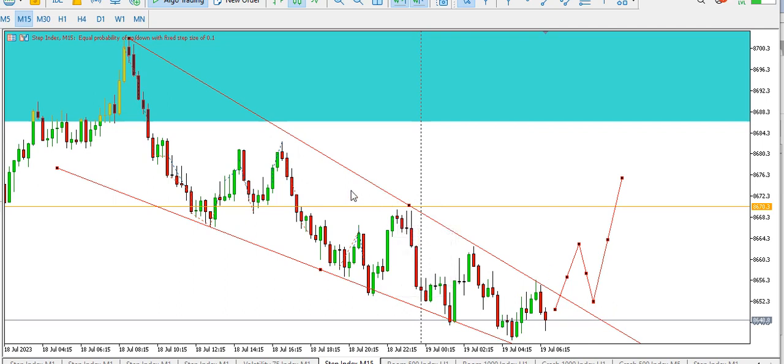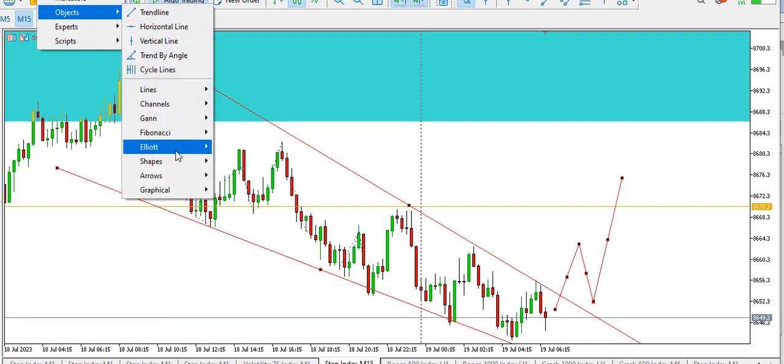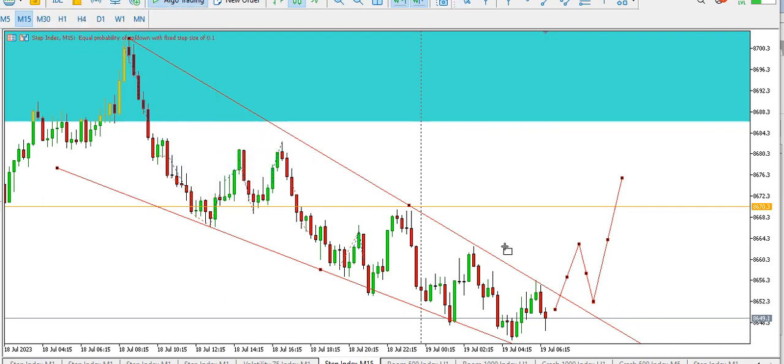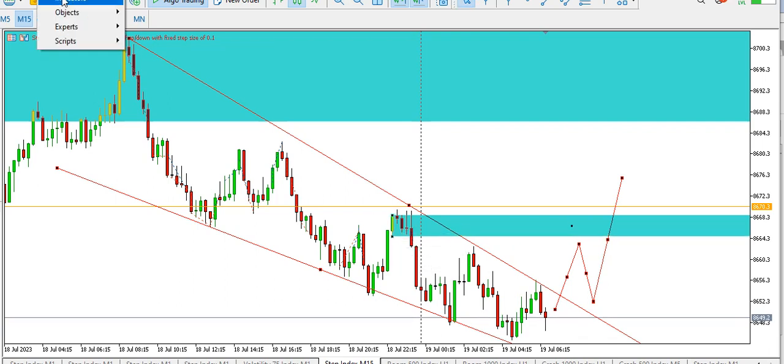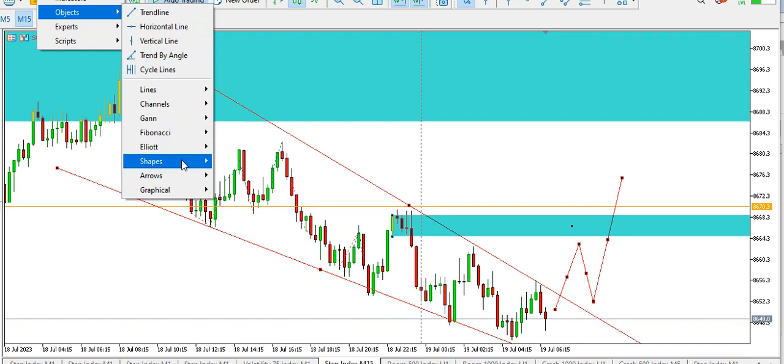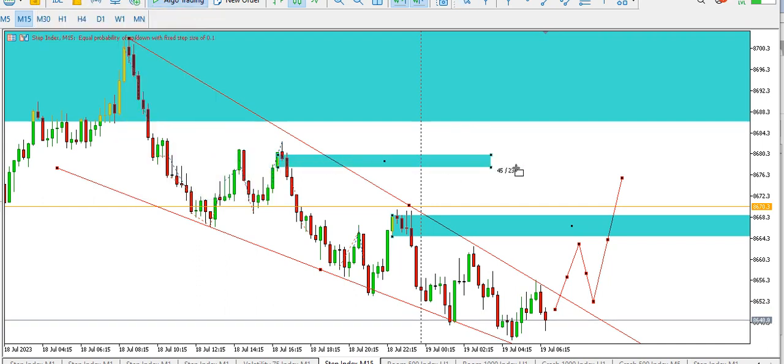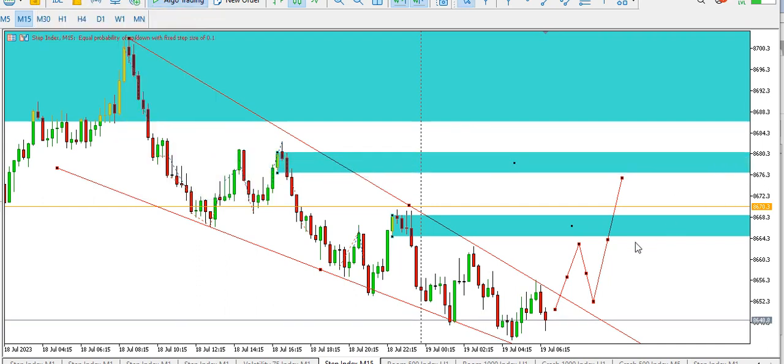All right, but if the buyers are able to successfully break the trend line, we have some other blocks that might serve as supply to price. We have this other block, this particular other block, and this one around here, which might also serve as supply to price.